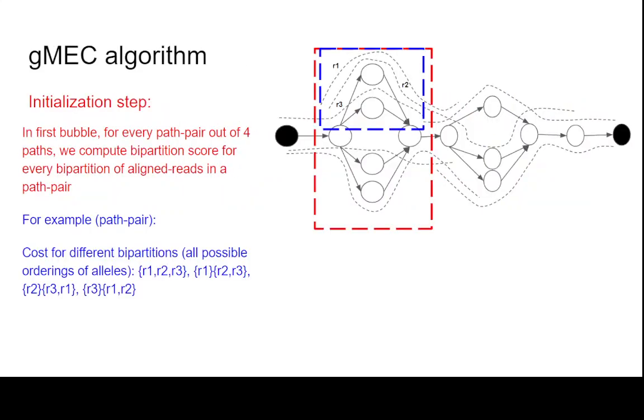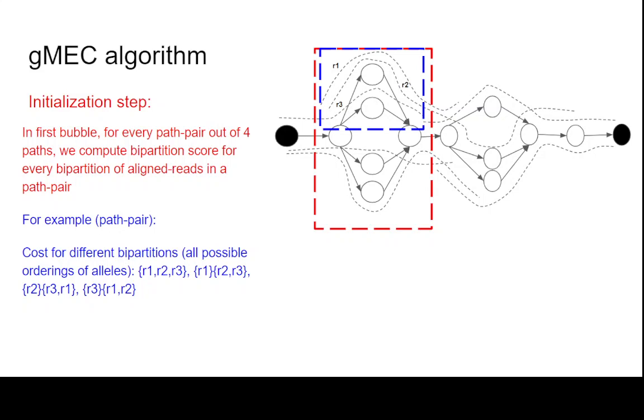For simplification, I'll walk you through an example for a single individual, and then we can easily extend it to the pedigree version. So imagine you have a bubble, and you have these reads R1 and R2 aligned. Now, in the first bubble, you would like to find, for every path pair, the reads that align to it, and we compute this bipartition score. What's the minimum score to assign the reads to the bipartition?